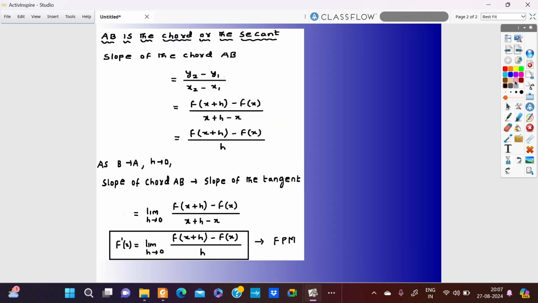Let's see what the slope of the chord AB is. y2 minus y1 divided by x2 minus x1, which is f of x plus h minus f of x, the difference in y values, divided by the difference in x values, x plus h minus x. And I simplify: positive x and negative x become 0, and we have the fraction f of x plus h minus f of x divided by h, which is basically the slope of the chord AB. Alright.